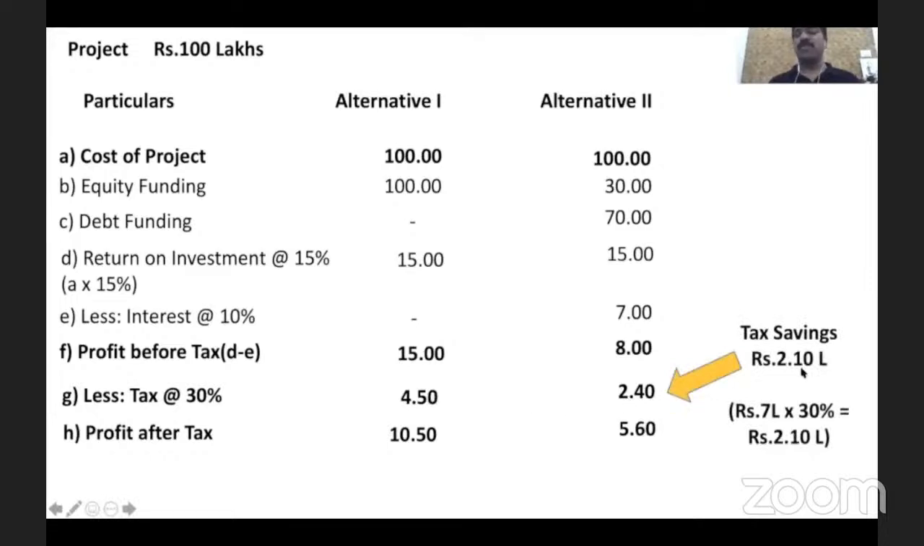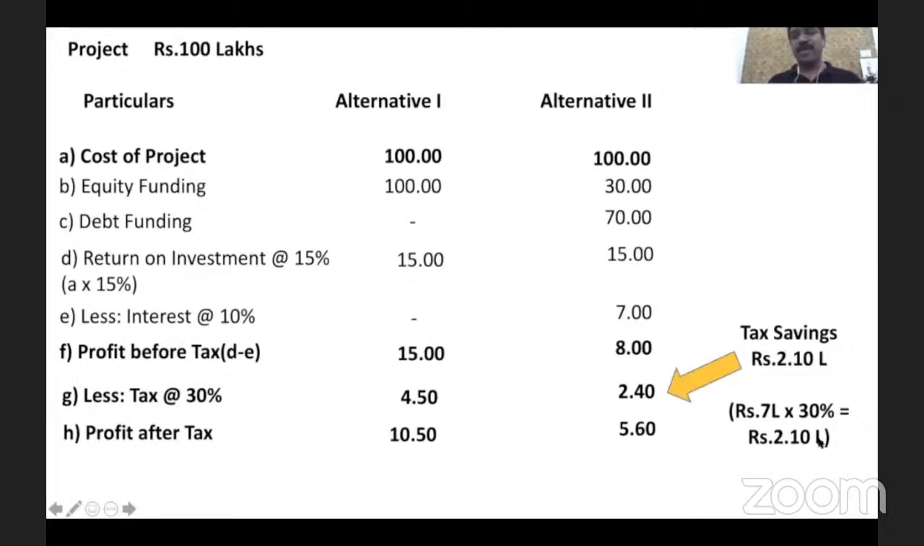4.5 minus 2.4, that is 2.1 lakh. And the beauty is this 2.1 lakh is where I made the saving. One understanding I have is the presence of interest. Yes, it is the presence of interest, because look, 7 lakh is your interest. What is the tax rate? 30%. 7 lakh into 30% is 2.1 lakh.